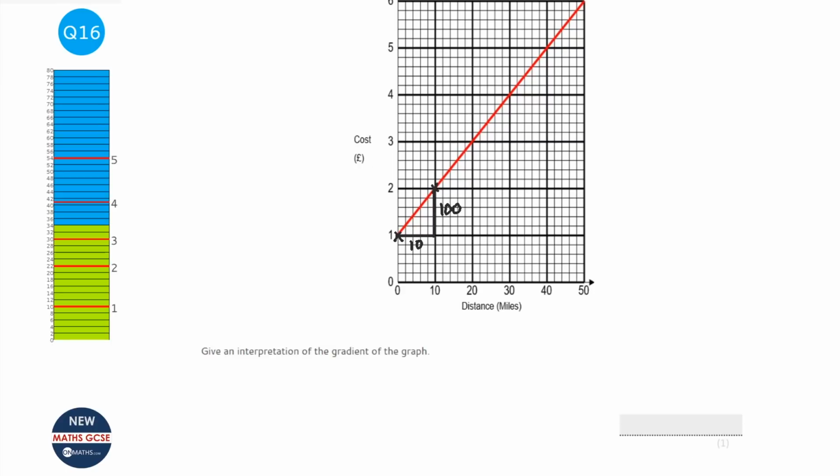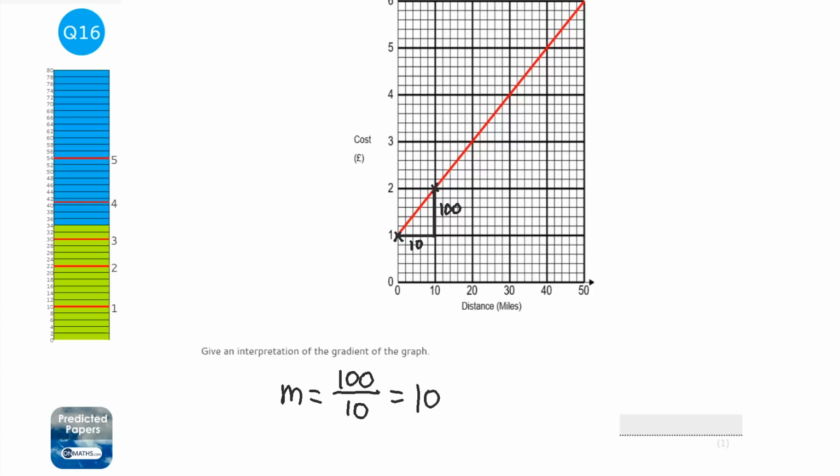So to work out the gradient, we're going to do the change in y, so how much it's gone up, over how much it's gone across. Now, some students have that the wrong way around because coordinates work the other way around. You go along the corridor and up the stairs. With gradients, it's how far you go up or down over how much you've gone right. So that's going to be 10.